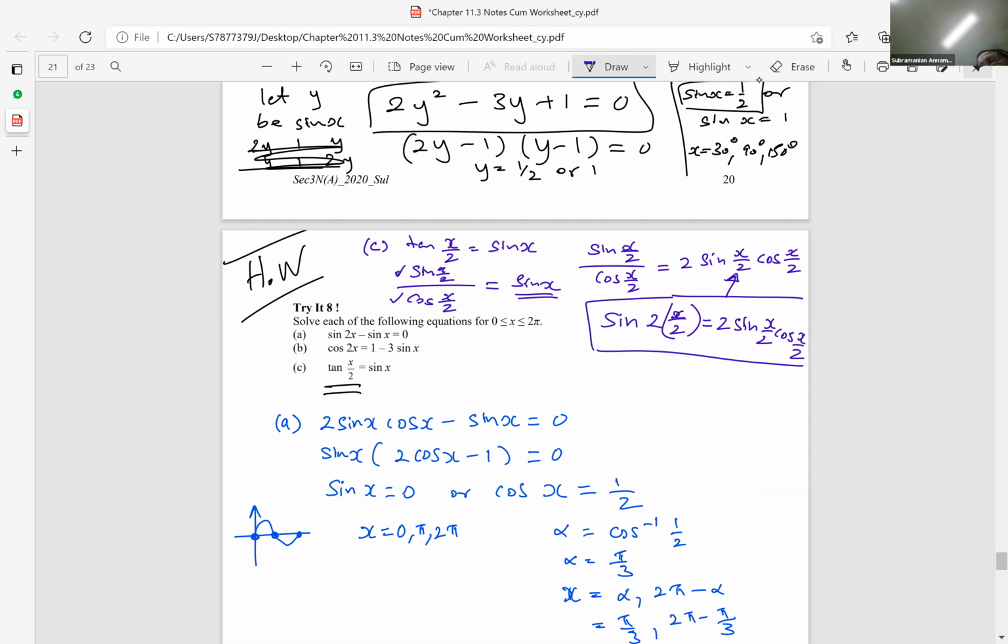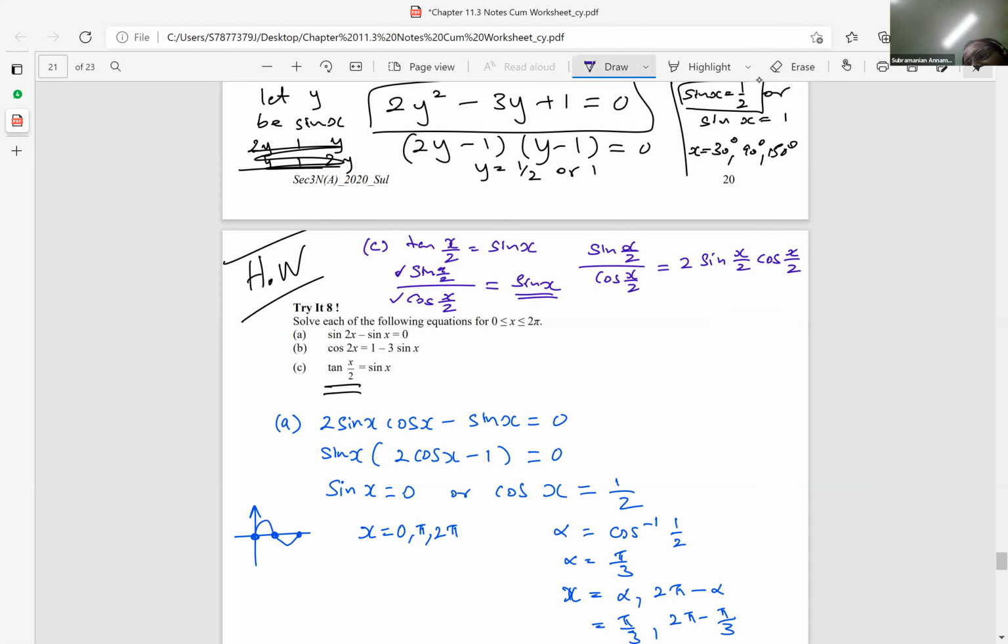Are you all clear with that? Can I move on? Okay, I need to erase this off. So you understand this portion or not, guys? Okay, good. Sorry, I have to erase this. Not enough space. Okay.